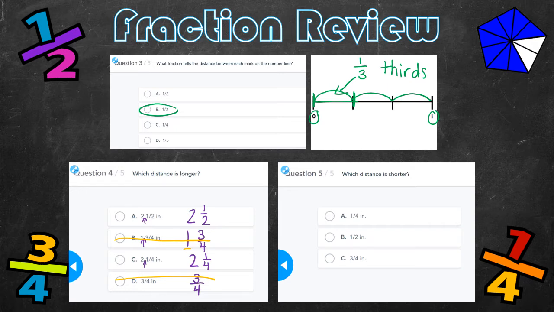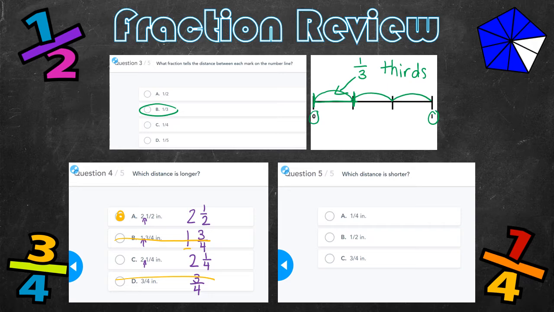Since my whole numbers are the same, I have 2 and 2, I'm going to compare the fraction part. I have 1/2 or 1/4. And I know that 1/2 is greater than 1/4 because 1/2 means that you have a whole broken up into 2 parts, and 1/4 means you have a whole broken up into 4 parts. If you just break them up into 2 parts, those parts are bigger. So 2 1/2 would be the correct answer.